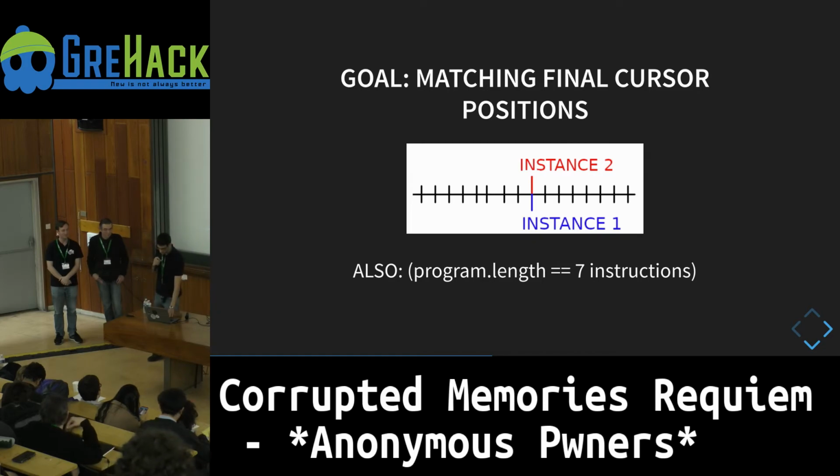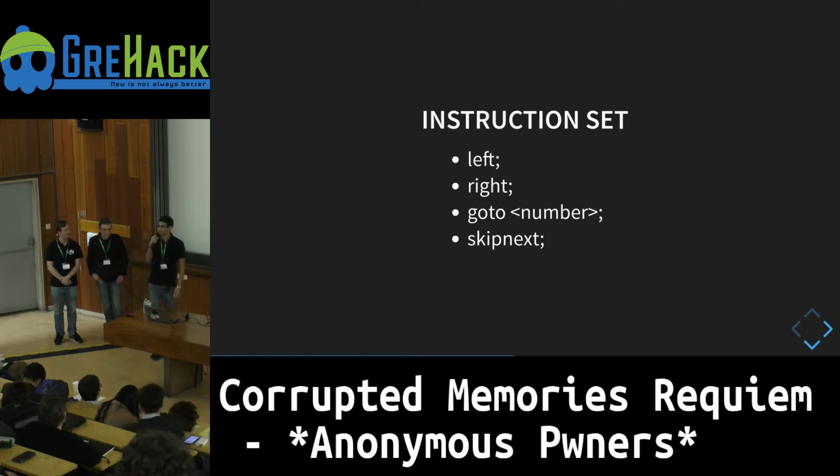Now let's have a look at the instruction set. It's small. 1 instruction left moves the cursor to the left, right to the right. Go to and skip next deal with the control flow. Go to is a classic relative jump. Go to -1 goes back 1 instruction. Go to 0 is an infinite loop. And go to +1 is a no-op.